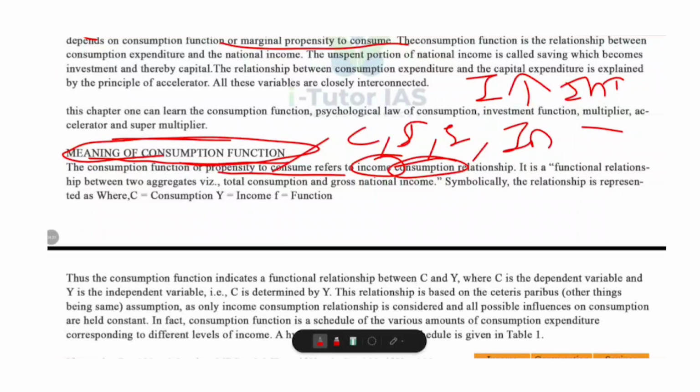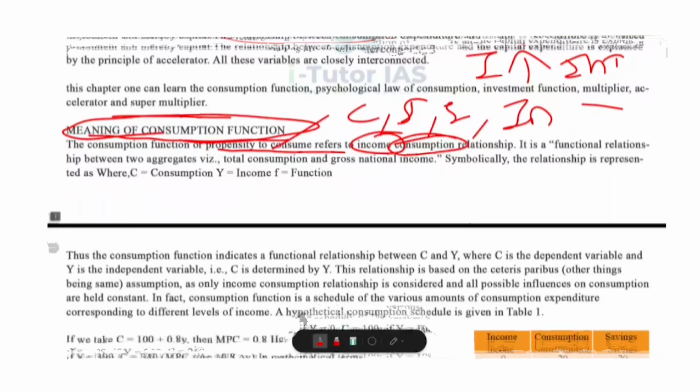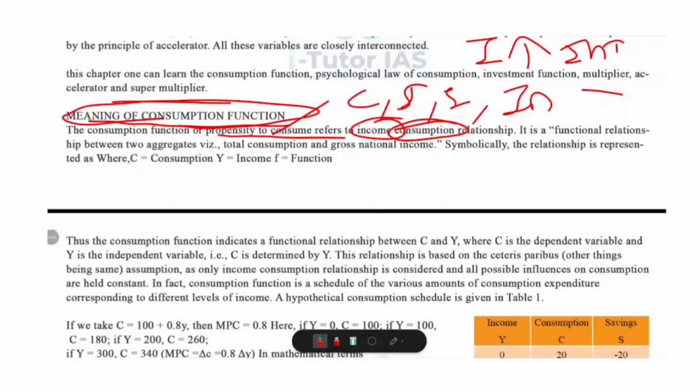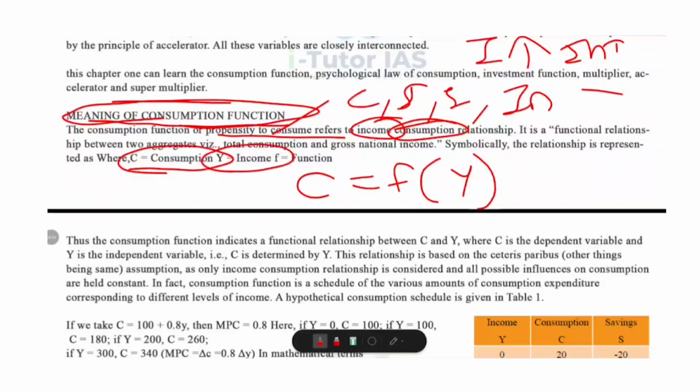As people earn more, what do they do? They usually spend more. But not the entire additional income, some part of it is saved. So the consumption function shows how much of the total income in an economy is used for consumption. Mathematically, we can represent it as C is equal to function of Y, where C means consumption, Y means income, and F is function.